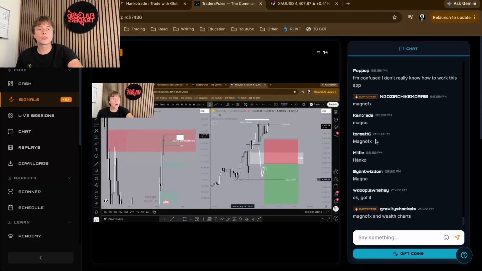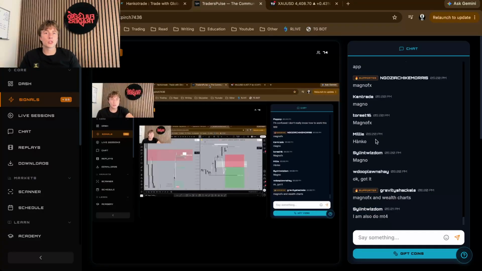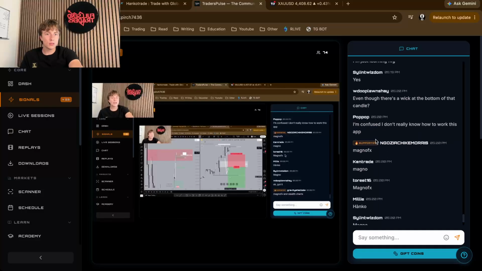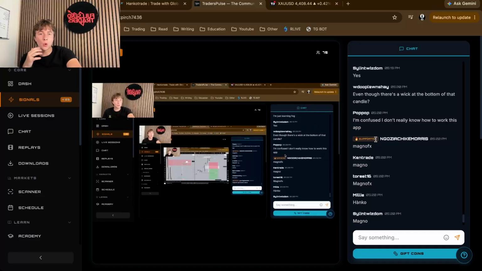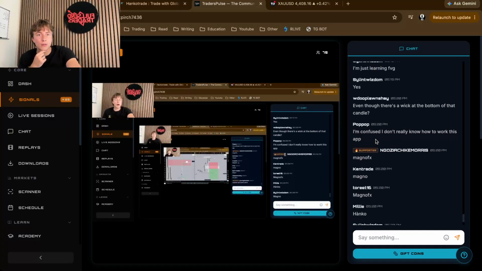Magno, FX, and wealth charts. Wealth charts for your prop firm account or what? Magno, most of you guys are trading on Magno. I'm confused. I don't really know how to work this app. Which app are you talking about? Are you talking about Traders Pulse or are you talking about the app that you're trading on?